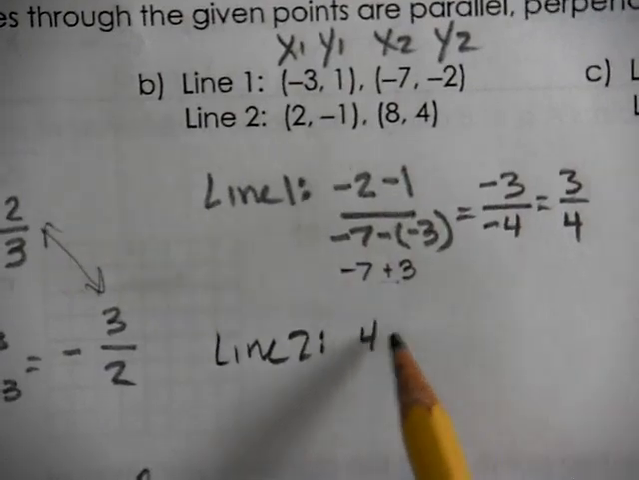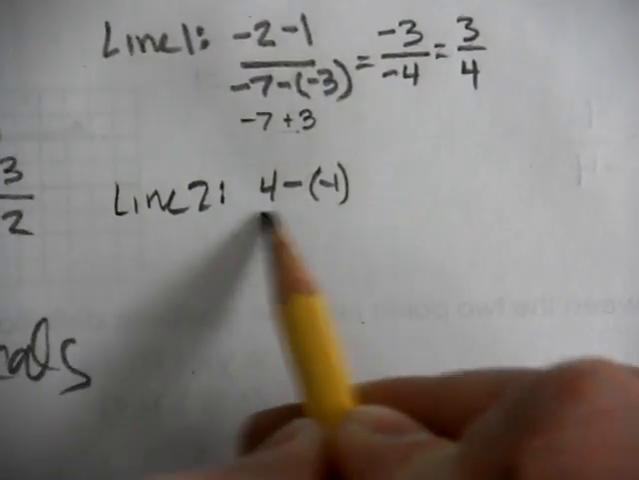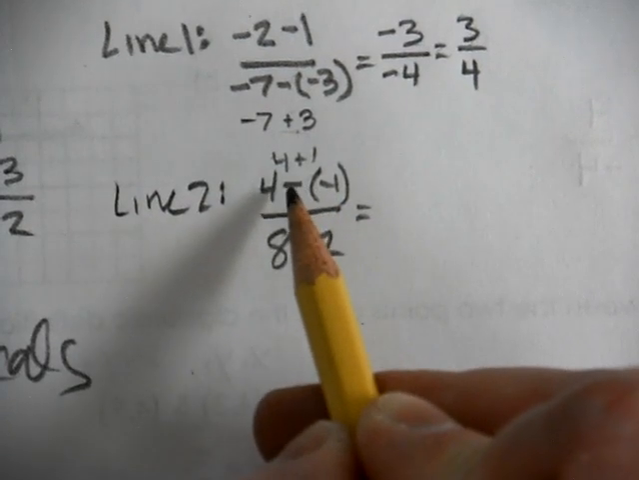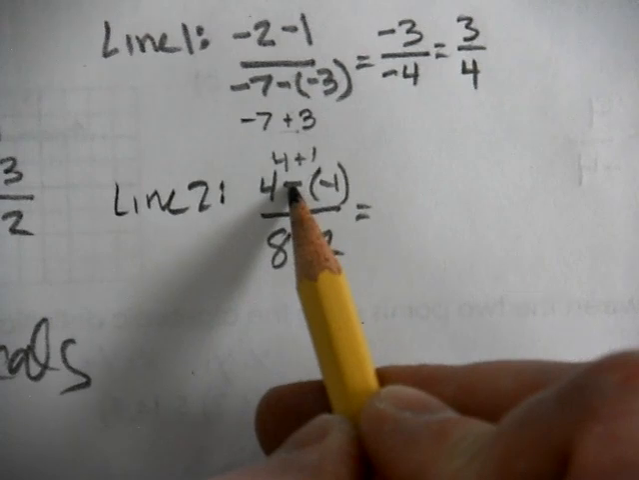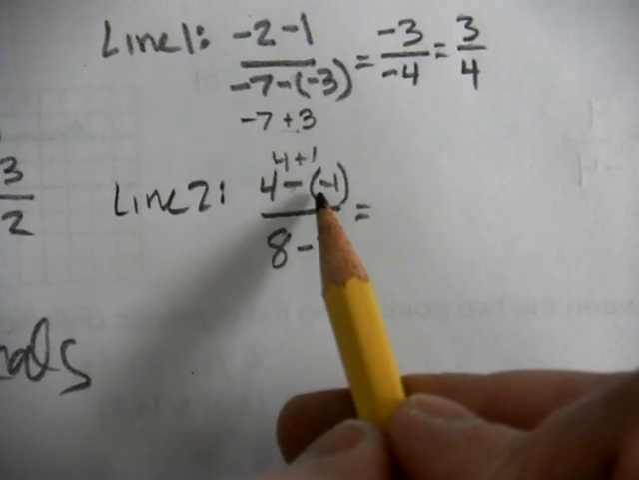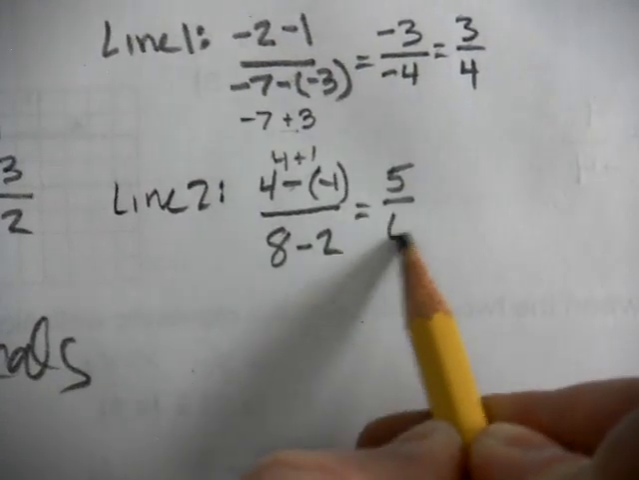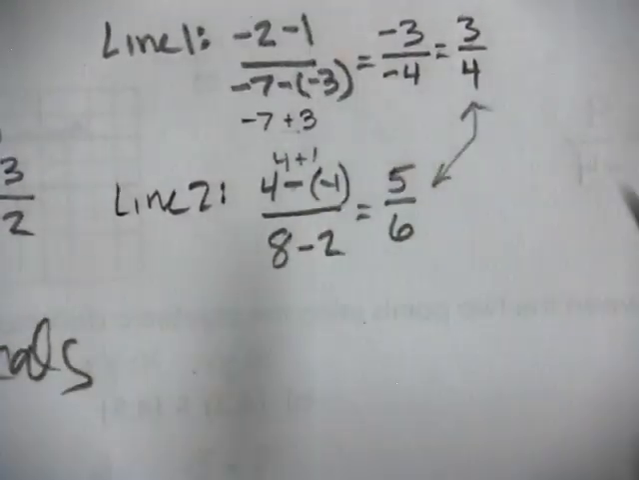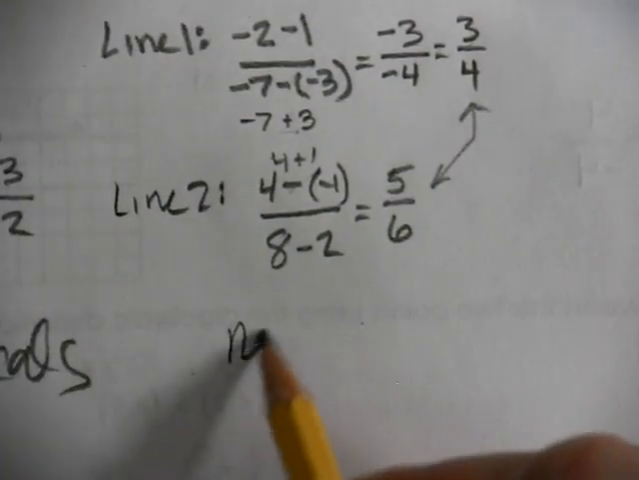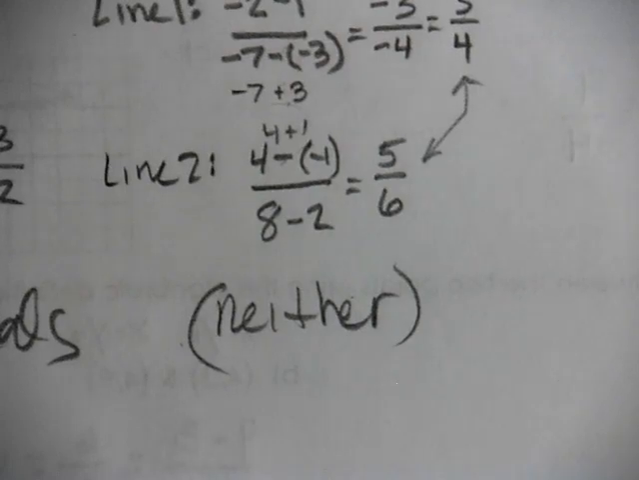Line number 2 is 4 minus -1, so you have to use parentheses, over 8 minus 2. So 4 plus 1 is what this calculation would be. When you're minusing, that means you're going backwards, kind of. So we're going to go backwards a -1. But in -1, you have to walk backwards, so you're actually still walking forward. If you go backwards to go backwards, you're actually going forwards. Sounds crazy. 5 over 6. Look at these two slopes. Are they opposite reciprocals? They are neither. They are not parallel, they're not the same slopes, and they're definitely not opposite reciprocal slopes.